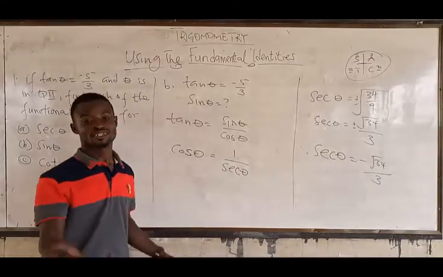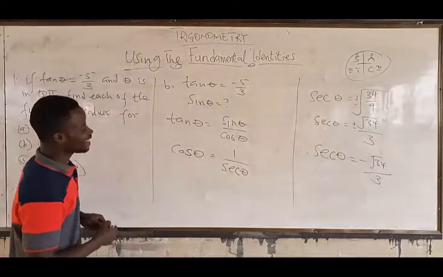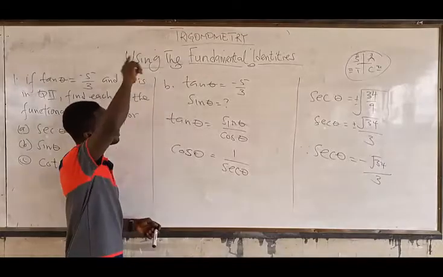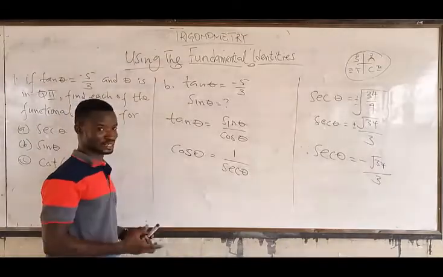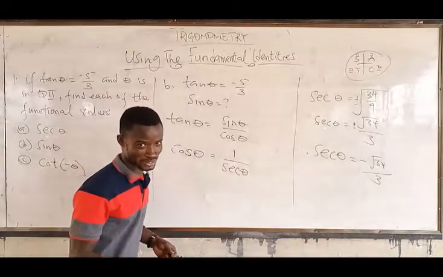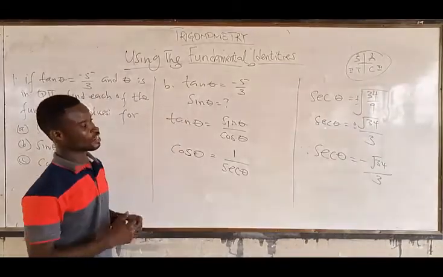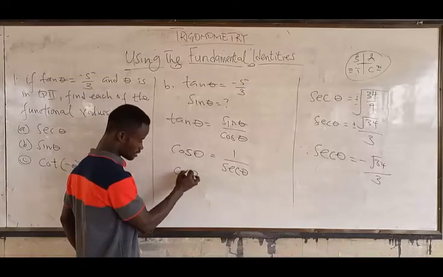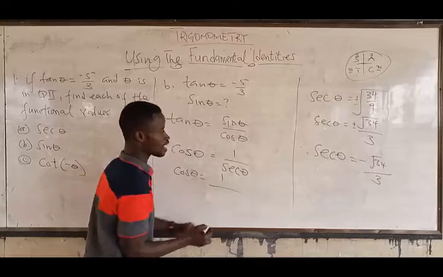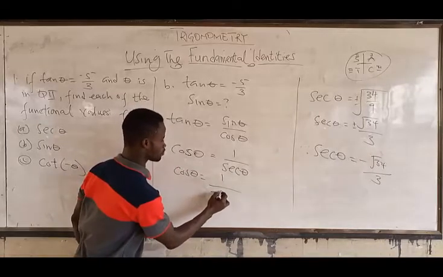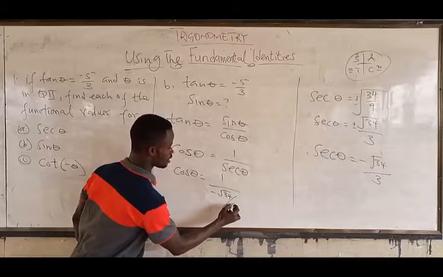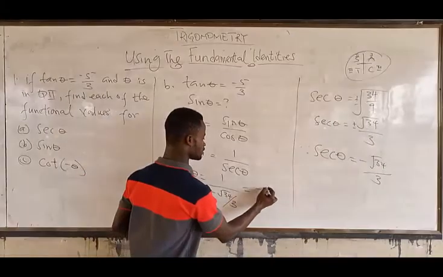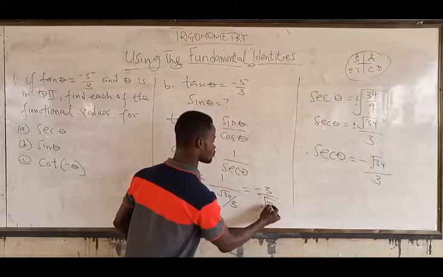If you are confused, change the subject. I'm not saying change the subject like trigonometry. I mean make cos theta the subject. Sec theta is equal to 1 over cos, so make cos the subject. You're going to get it. Very good. Let's move on. So now cos theta is going to be 1 over sec, which is negative square root of 34 over 3. Therefore, we are going to get negative 3 over square root of 34.